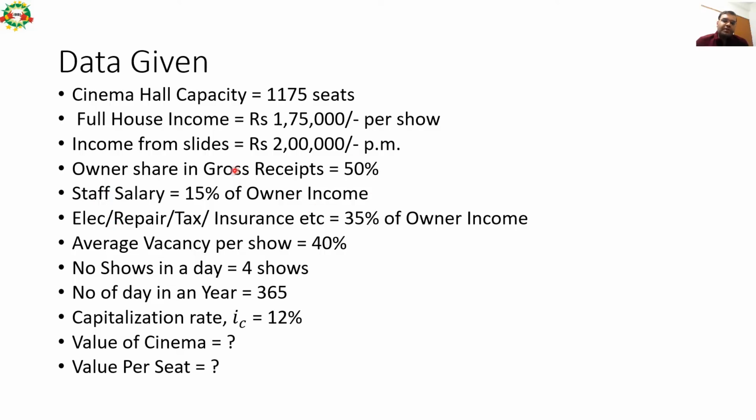Staff salary is 15% of the owner income. Other expenses, insurance, taxes, repair, electricity, are 35% of owner income. Average vacancy is 40%, which means 60% occupancy. Number of shows per day is 4. Number of days in a year is 365, and the capitalization rate to be assumed in this case is 12%, and we have to calculate the value of the cinema and value per seat for the cinema owner.